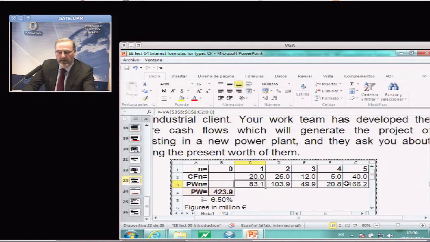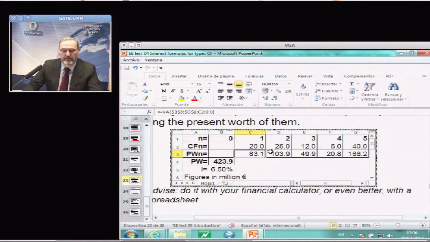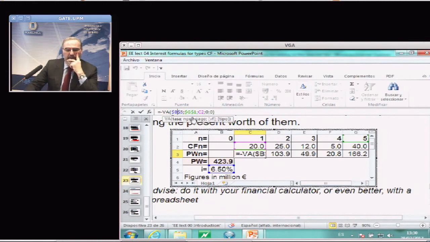Oh, I have to say that this exercise is wrong. Why is it wrong? Can you guess why? Because we are trying to know the present worth of those cash flows. So, for example, the present worth of the cash flow in year 1 is equal to the present value of the rate. Of course, that is good. The B5. And then the number of periods is not 5, because we are discounting for year 1. The number of periods is the same cell, C1.